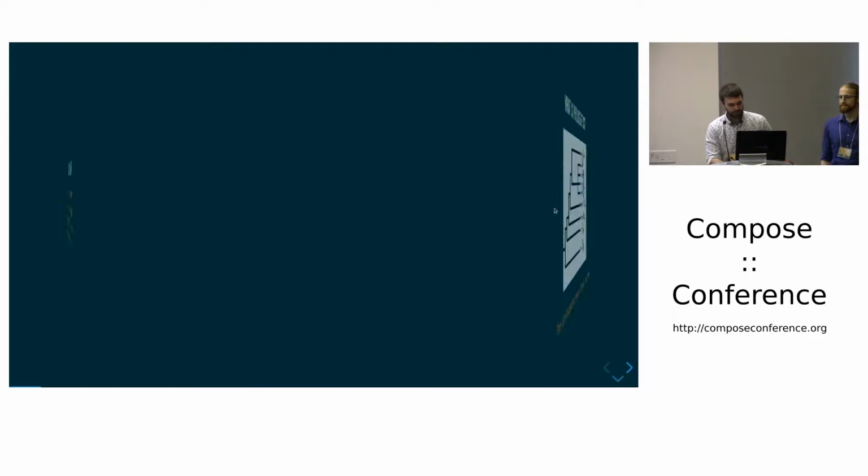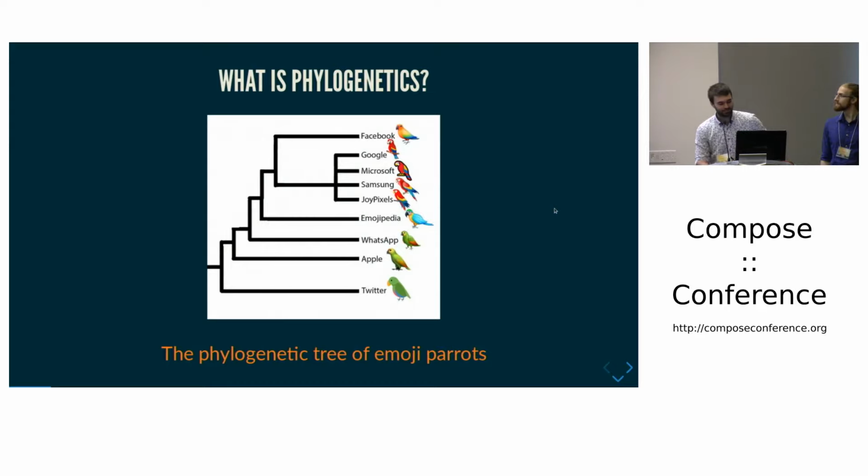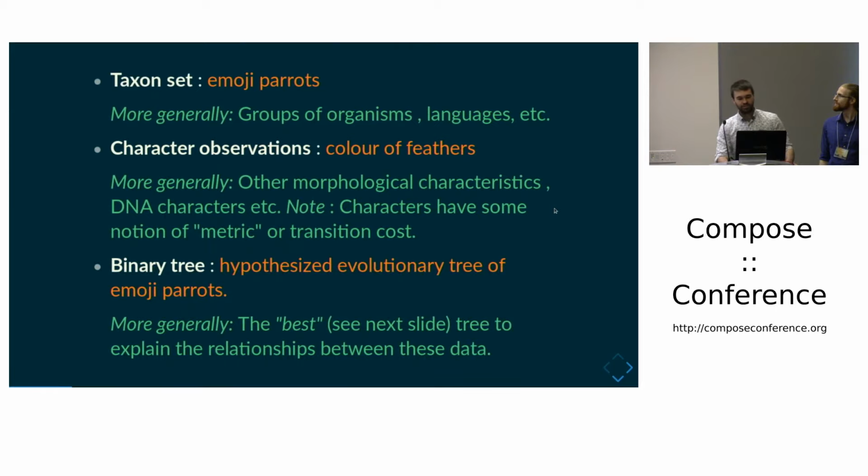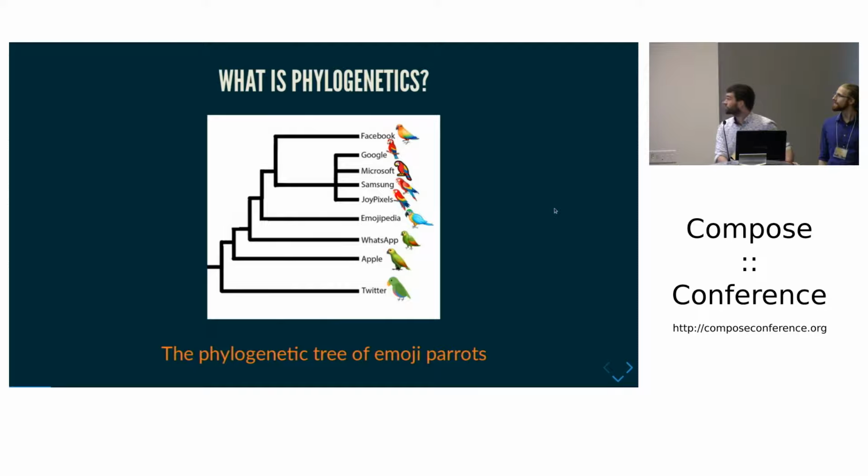So to start off, what is phylogenetics? Here's a picture I got from Twitter. It's a phylogenetic tree of emoji parrots. I'm going to introduce some terminology and then come back to this picture. So in phylogenetics, we have a taxon set, and in this case, it's emoji parrots. These are the things that are on the leaves here. They're the taxon set.